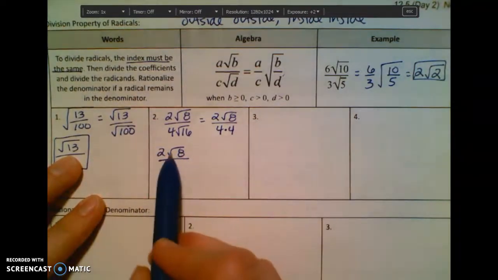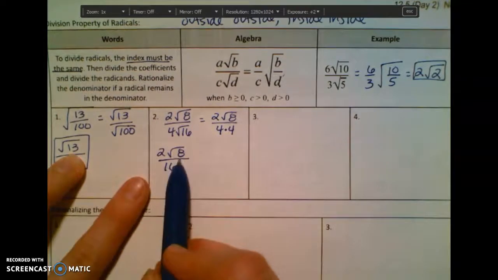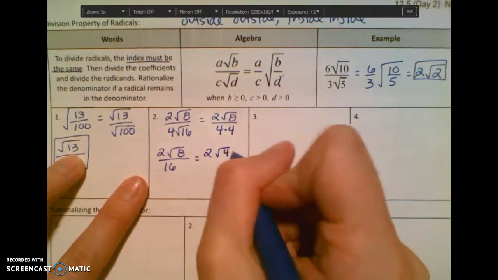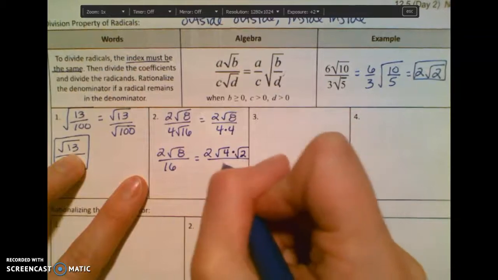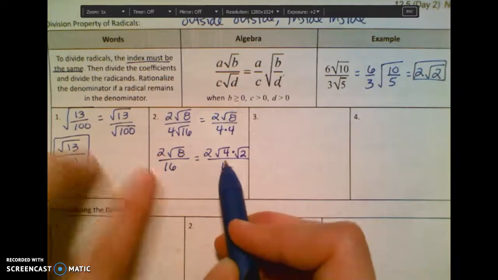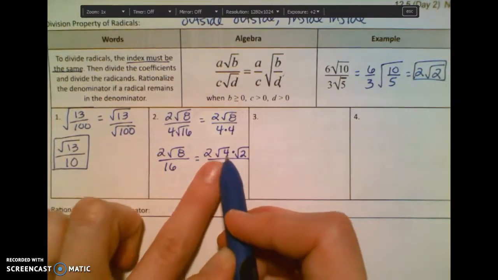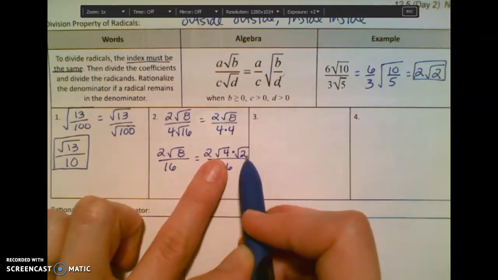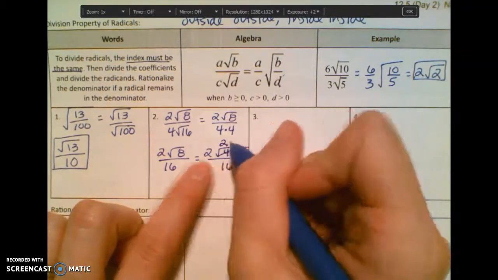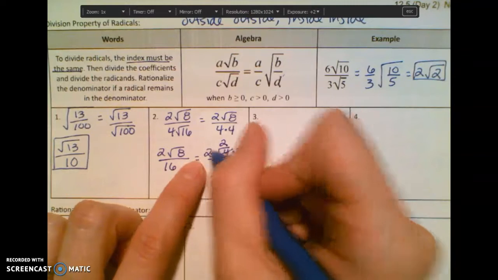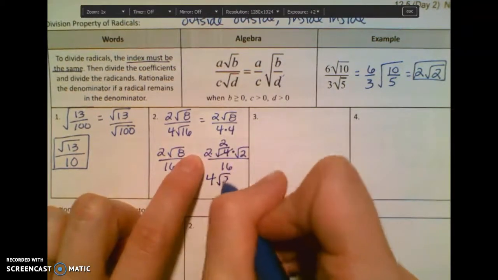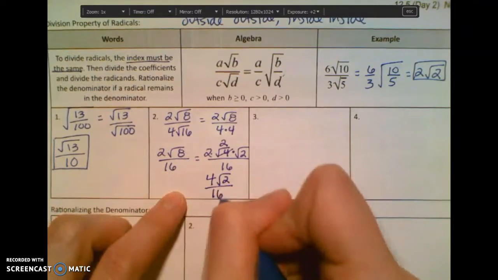Now we need to start looking at that 8. How can we simplify the 8? We know that the 8 can be broken into the square root of 4 times the square root of 2. And then, of course, if you like to use the factor tree, you can do that here as well. Well, I broke it into a perfect square, which is 4 times 2. And then we know the square root of 4 is 2. So now I have 2 times 2, the outside, outside. That's 4. And we're left with the square root of 2. And that's all over 16.